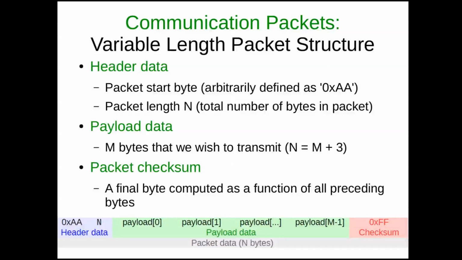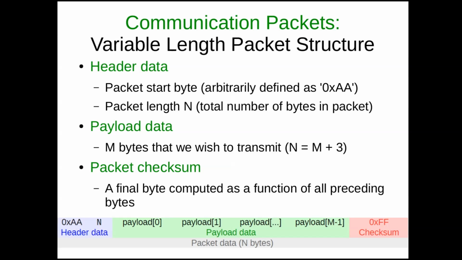So here's an overview of our packeting structure. First, we have the header data, which is going to be 2 bytes of information. The first byte is going to be the packet start byte, which I'm arbitrarily going to define as the hex value AA. You could choose any value here, but I chose AA because it visually pops out on a console when I'm watching the byte stream in a debugging mode. It allows me to easily see when the beginning of a packet starts.